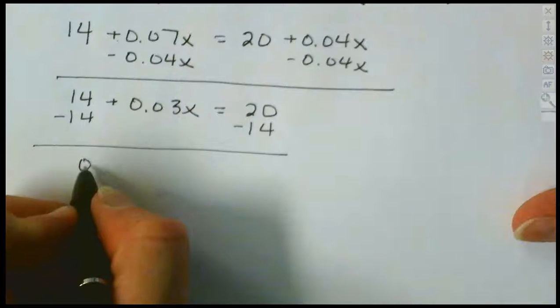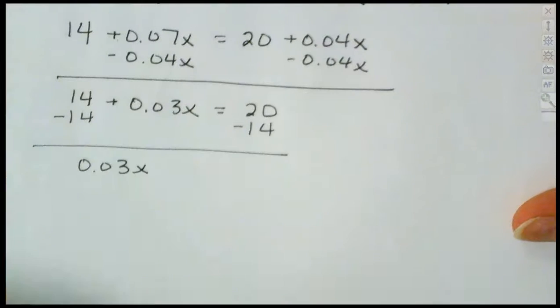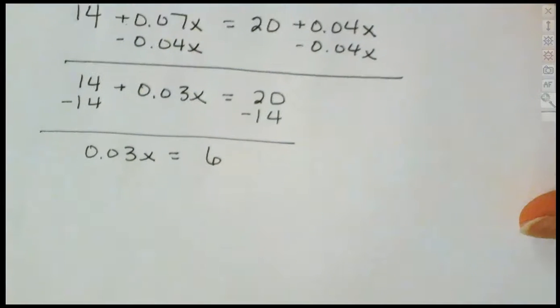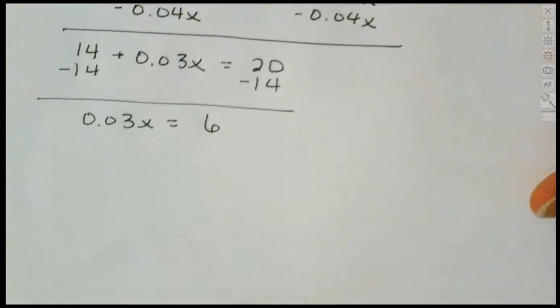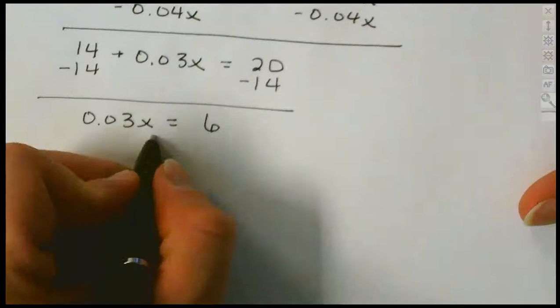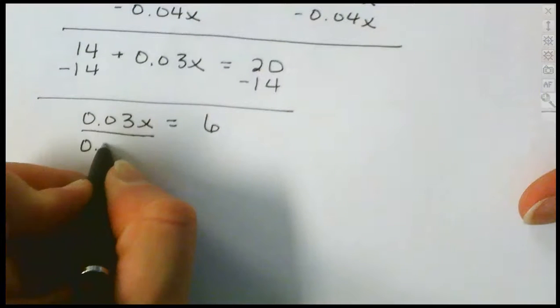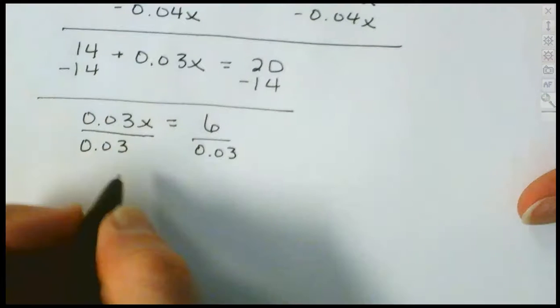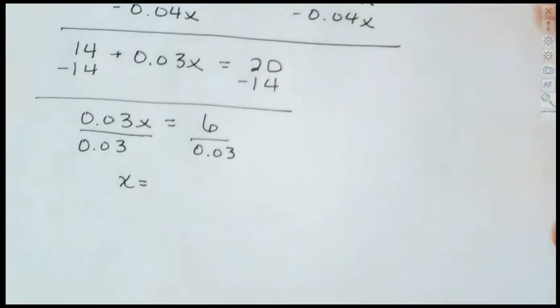And now we have a 0.03x on the left. On the right, we've got 20 minus 14. 20 is larger. It's positive. And 20 minus 14 leaves you then with a 6. Okay. And how do we finish it? Well, like any other number, we divide. So divide by 0.03 on both sides. And you'll need a calculator here.